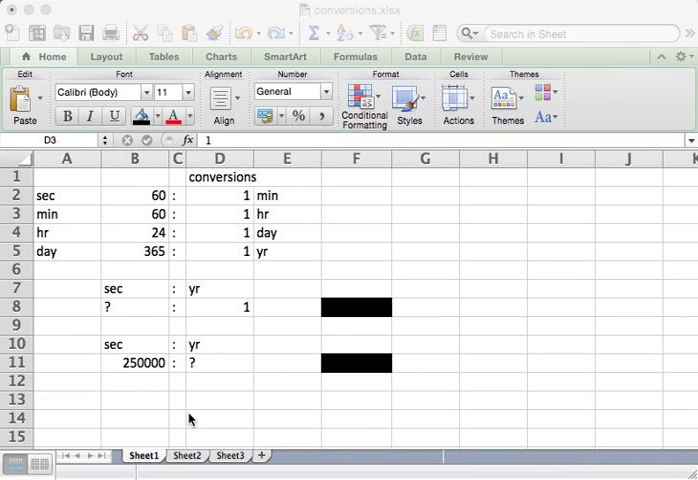Alrighty, going back to Excel, I set this up to save a little bit of time. You can see that I just put seconds as a ratio to minutes, or 60 seconds per minute, 60 minutes per hour, 24 hours in a day, 365 days in a year. But suppose we want to know how many seconds were in a year. It's one question we're going to answer. And how many years would be 250,000 seconds, for instance?